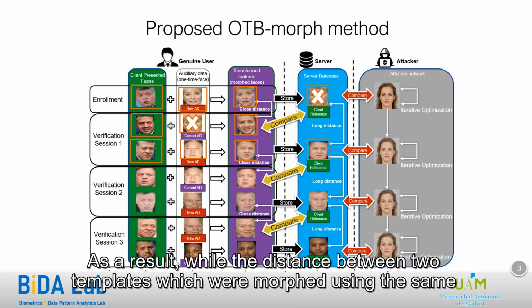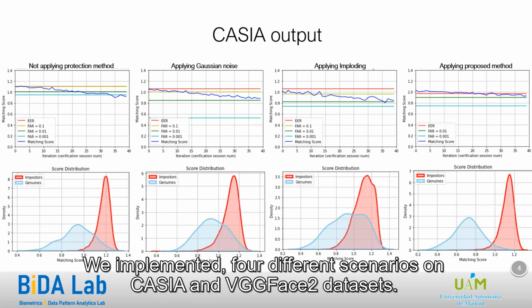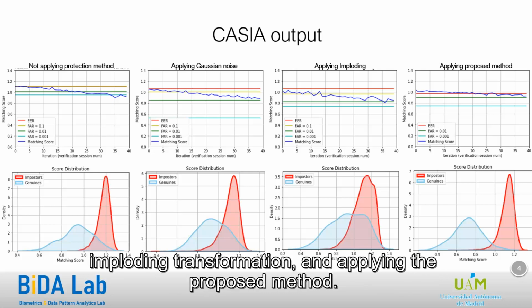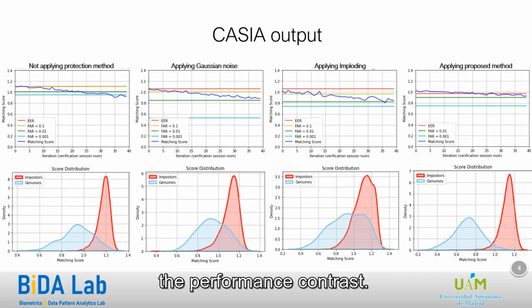As a result, while the distance between two templates which were morphed using the same auxiliary data is low, that of morphs by different auxiliary data is high. We implemented 4 different scenarios on the CASIA and VGG Face2 datasets. From left column to right: not applying any protection method, applying Gaussian noise, applying imploding transformation, and applying the proposed method. The first row is the comparison of attack success rate, while the second row shows the performance contrast.